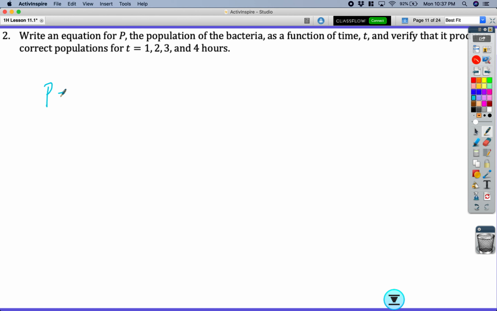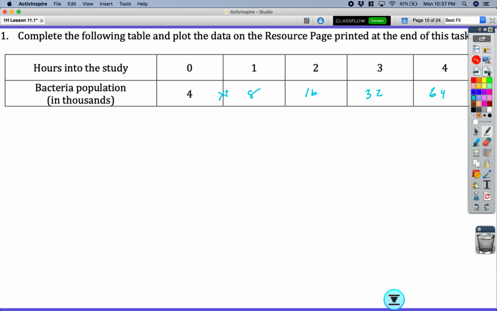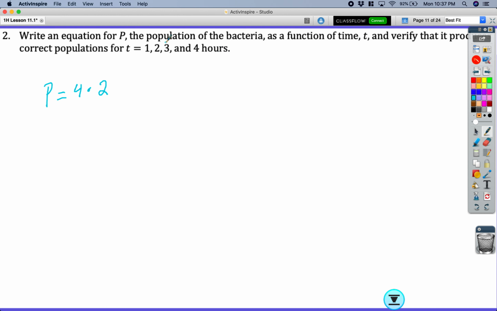So the total population is equal to my initial, which is 4, times my growth factor, 2, and then it's going to be, let's see, x minus 1, no, it's 0 hours, so it would be to the x. Or excuse me, we're going to use t for time. That shows that I start off with 4,000 and I'm going to double every hour after that. So that's something we can agree on.